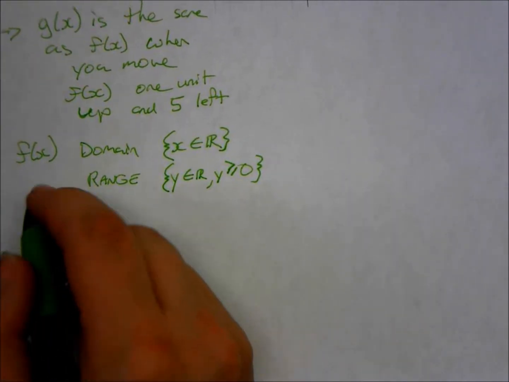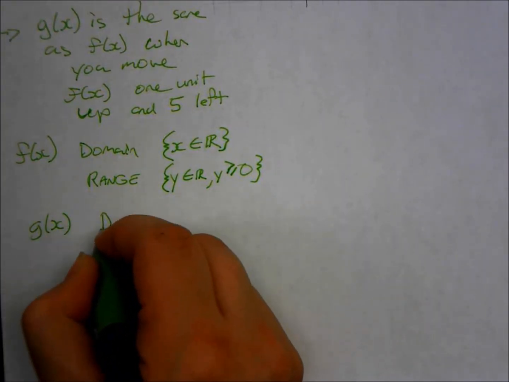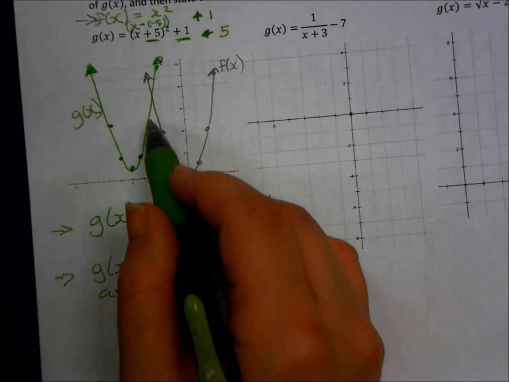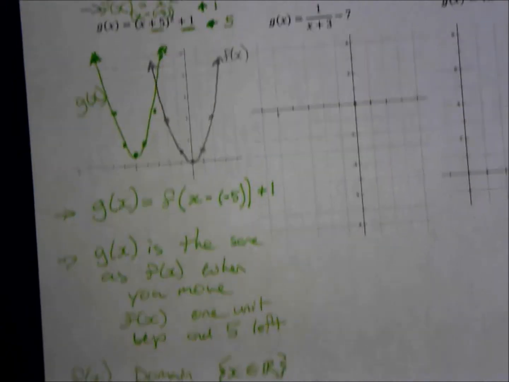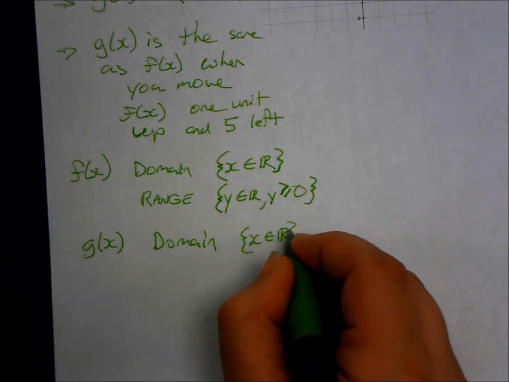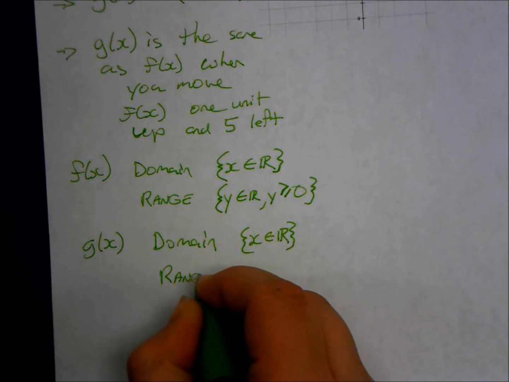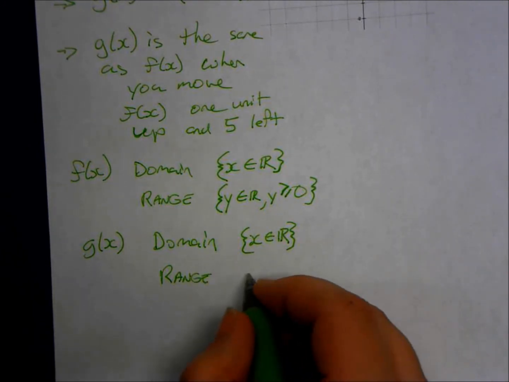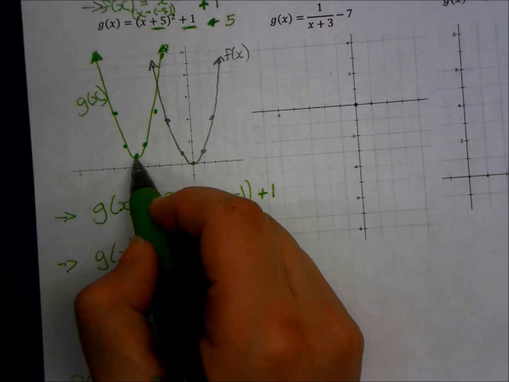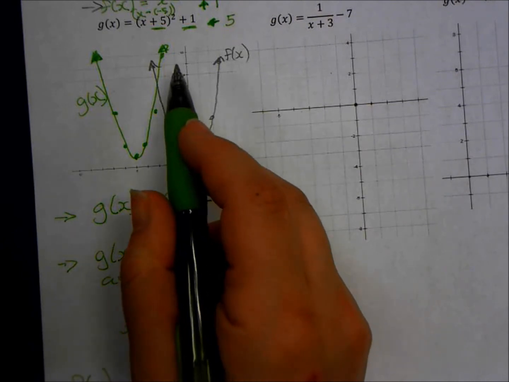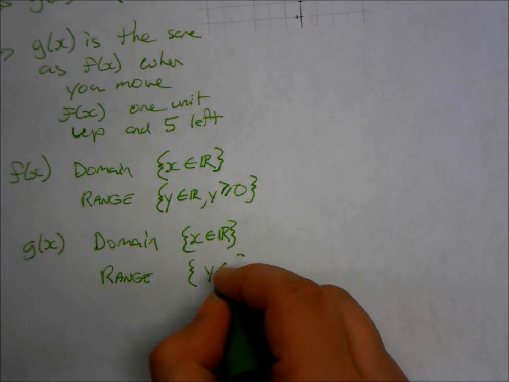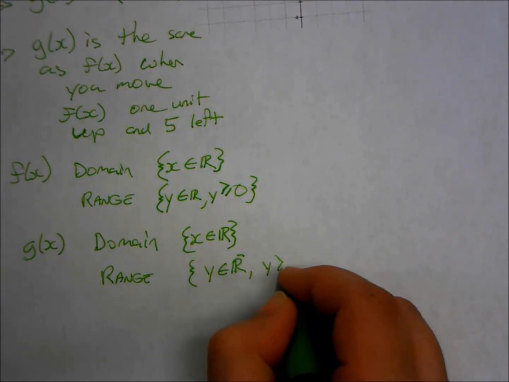For our g of x, our new transformed function, well, let's go see. Yep, domain is still all real numbers. Our range, here's the low point. This is our minimum of our parabola. All the y values have to be greater than or equal to 1. Y is a member of real. Y has to be greater than or equal to 1.